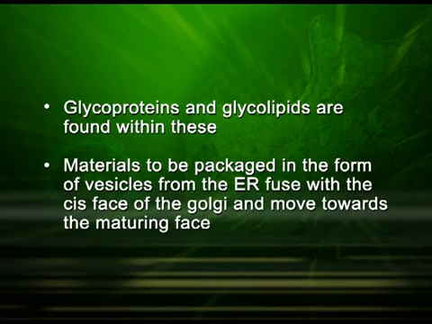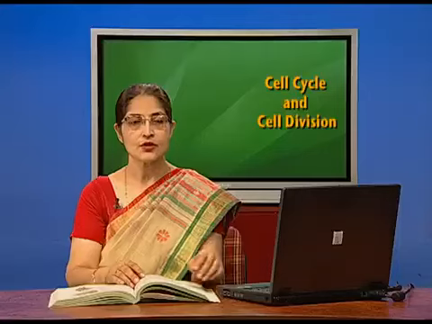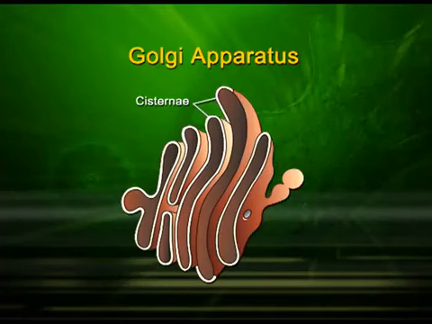Materials to be packaged, in the form of vesicles from the endoplasmic reticulum, fuse with the cis phase of the Golgi and move towards the maturing phase. Let us have a look at the picture of the Golgi apparatus. Notice the sac-like structures and the vesicles.